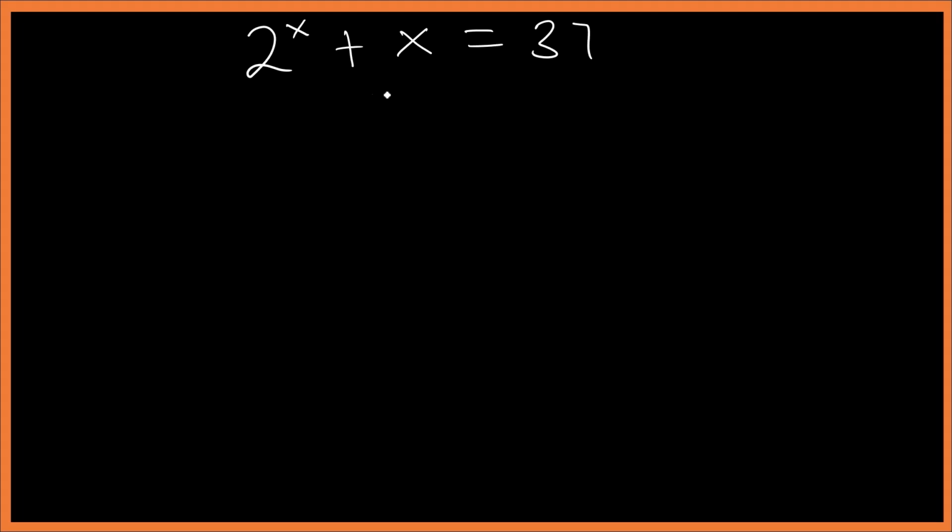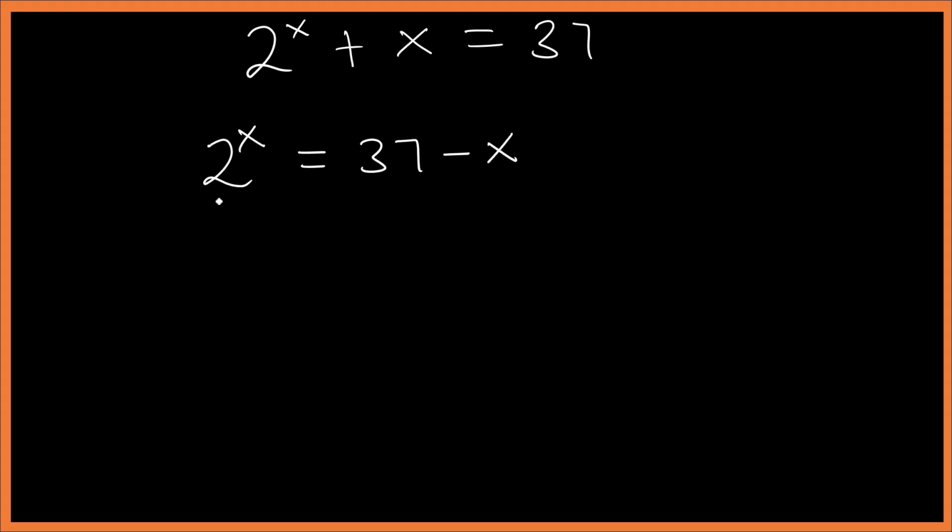Right, let's solve this question together. So we have 2 exponent x plus x equals 37. Alright, so let's start by sending the x to this side, okay? So we have 2 raised x equals 37 minus x.